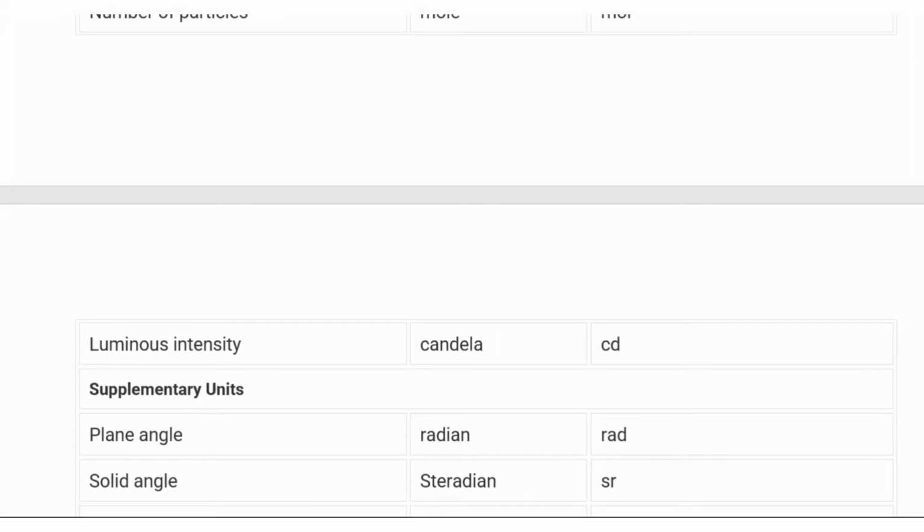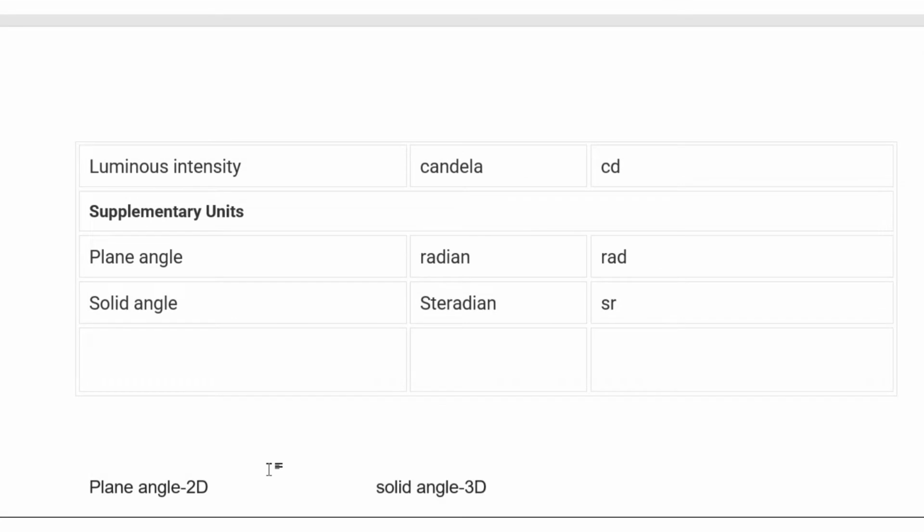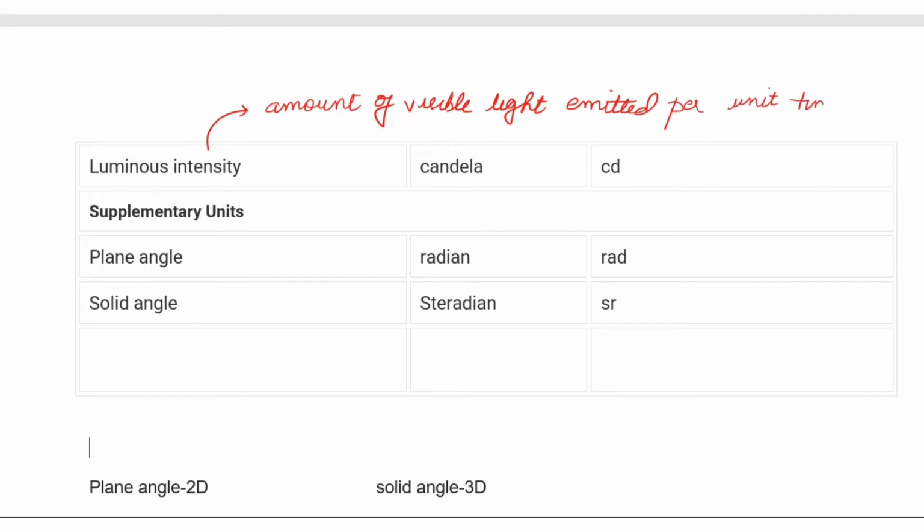So you might have a doubt, what is luminous intensity? Luminous intensity is nothing but the amount of visible light that is emitted per unit time per unit solid angle. Again, the amount of visible light that is emitted per unit time per unit solid angle.